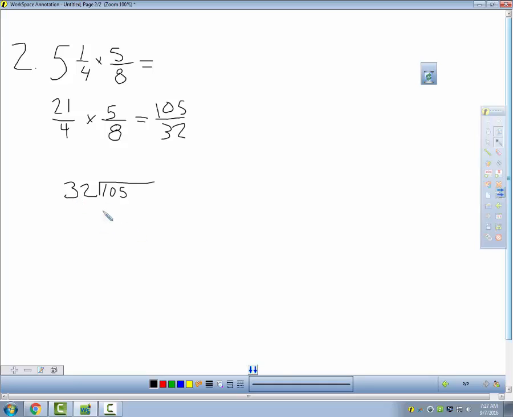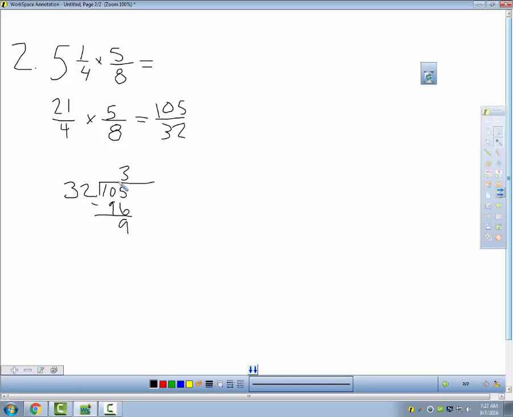So 32 into 105. So 32 times 4 gives us 128, so that would be over. So if we did 32 times 3, that would give us 96. So that's right under without going over. So then when you subtract 105 minus 96, you should get 9 as what's left over.